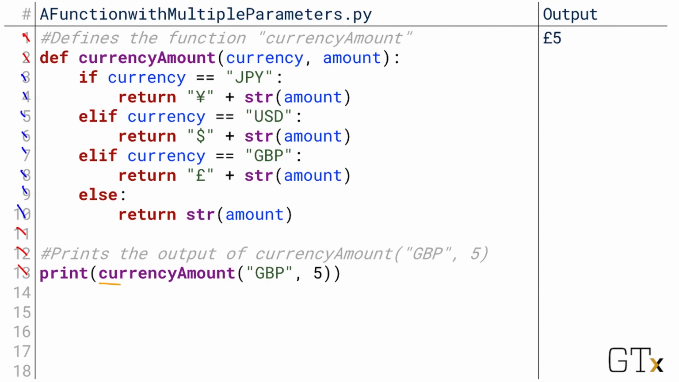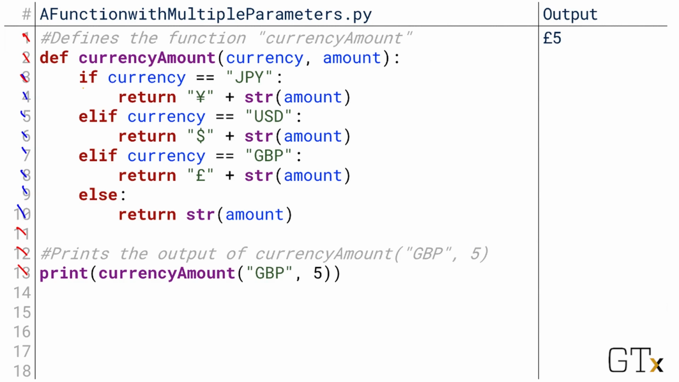So when we call currency amount down here on line 13, it loads GBP as the value of the variable currency and 5 as the value of the variable amount. Again, this is like starting the function body with currency equals a string of GBP and amount equals the integer 5. So now we have these two variables that we can use inside of this function body. From there, the body of this function runs just as if it had been written directly.